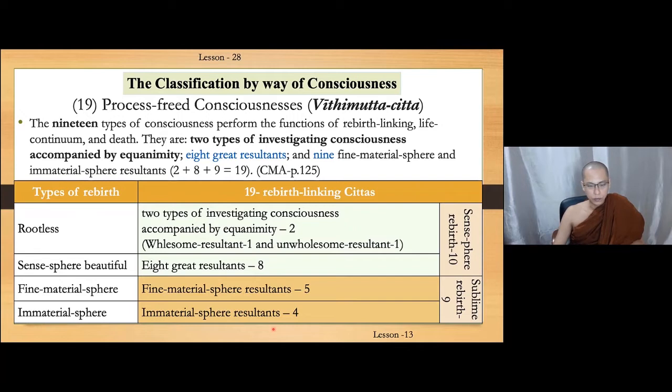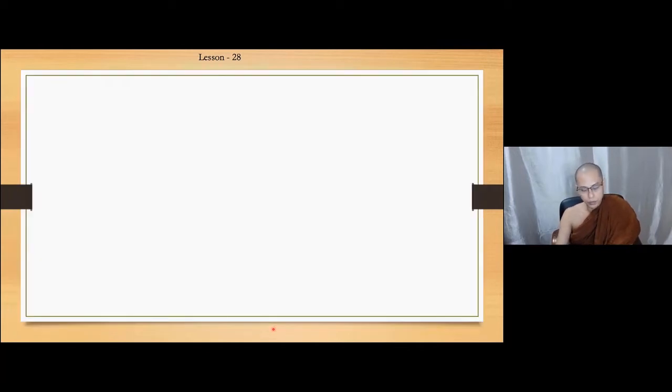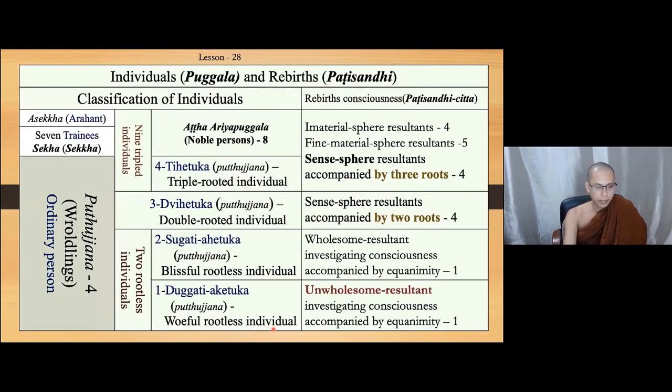Okay, let's continue with more classification about the Bhavanga. Just a review here, as we already studied in lesson 28. Another way of classification is according to the individual, which is more specific. According to the individual, if the person is Dugati Ahetuka, we can identify his Pradisandhi and his Bhavanga consciousness as the unwholesome resultant investigating consciousness accompanied by equanimity. So the 2 investigating consciousness accompanied by equanimity are divided into 2, but they are all Ahetuka: Sugati Ahetuka and Dugati Ahetuka.